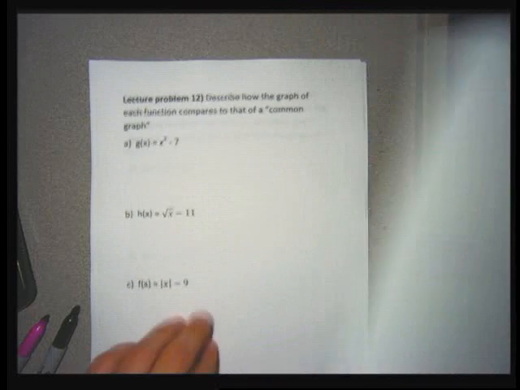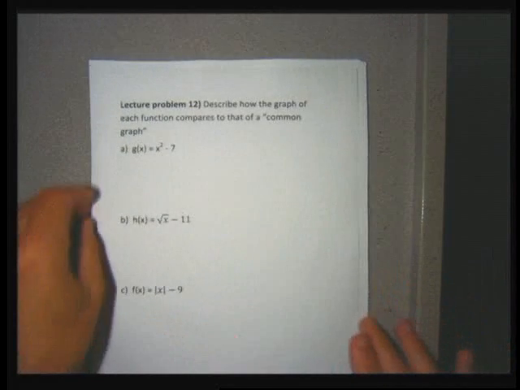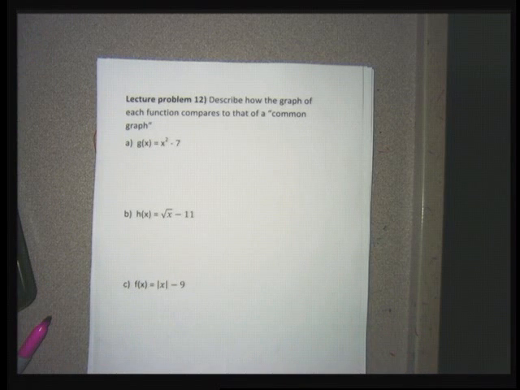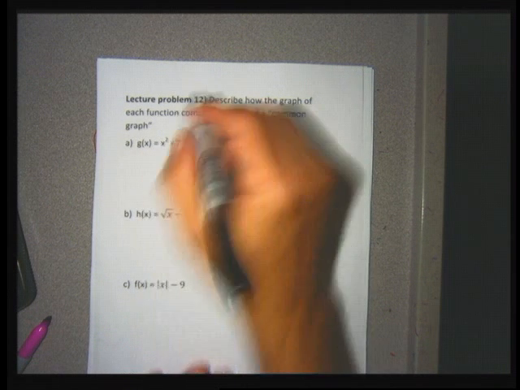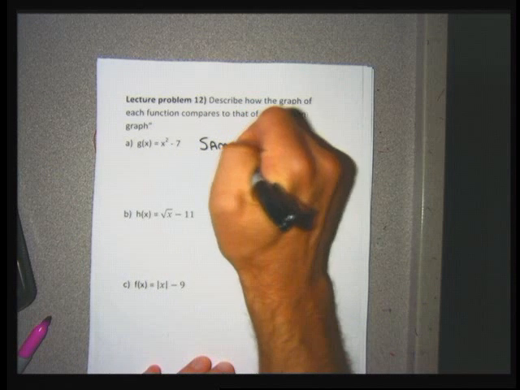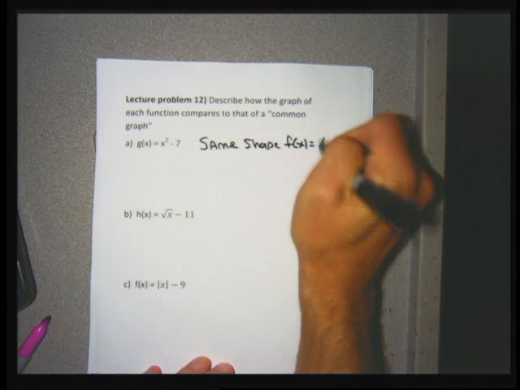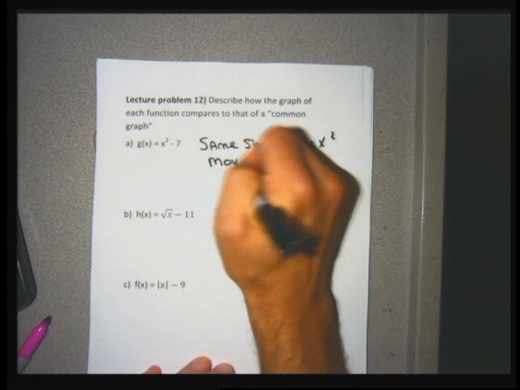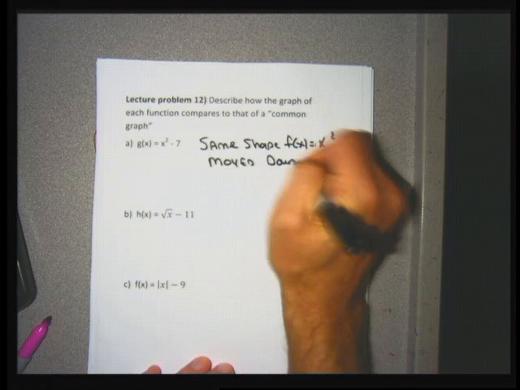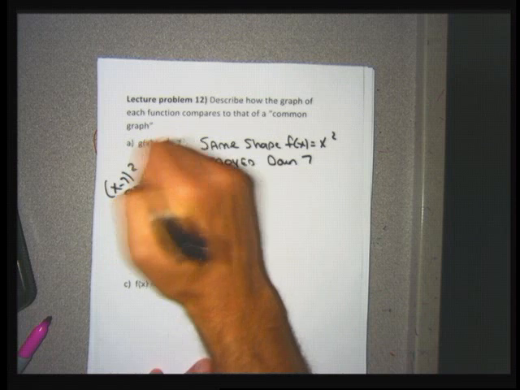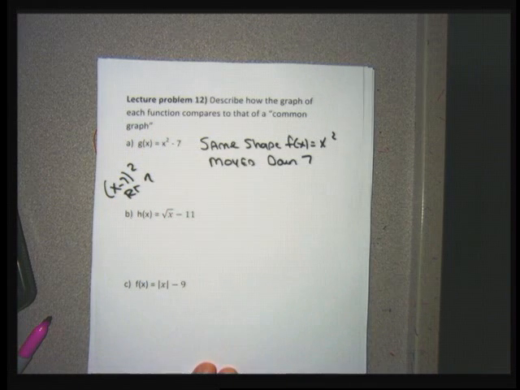12 just wants you to integrate your skills to make sure that you can do these skills, independent of the other problems. And this doesn't ask me to graph, this just asks me to describe how these graphs compare to a common graph. For part A, this would have the same shape as the graph of x squared, but it's going to be moved or shifted down 7. If it said x minus 7 quantity squared, I would say it went to the right 7. But because the 7's not in a parentheses, it's down.